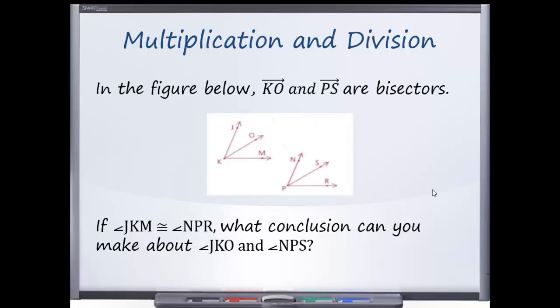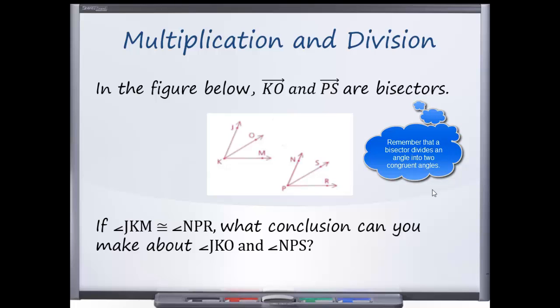So in the figure below, we're given that KO and PS are bisectors. So if JKM and NPR are congruent, so those overall angles are congruent, what conclusion can we make about JKO and NPS? Well, again, we can conclude that they are congruent because by definition of a bisector, we're splitting an angle into 2 congruent angles. But if both of those overall angles, those larger angles, were congruent to begin with, then each of their pieces must be congruent as well.